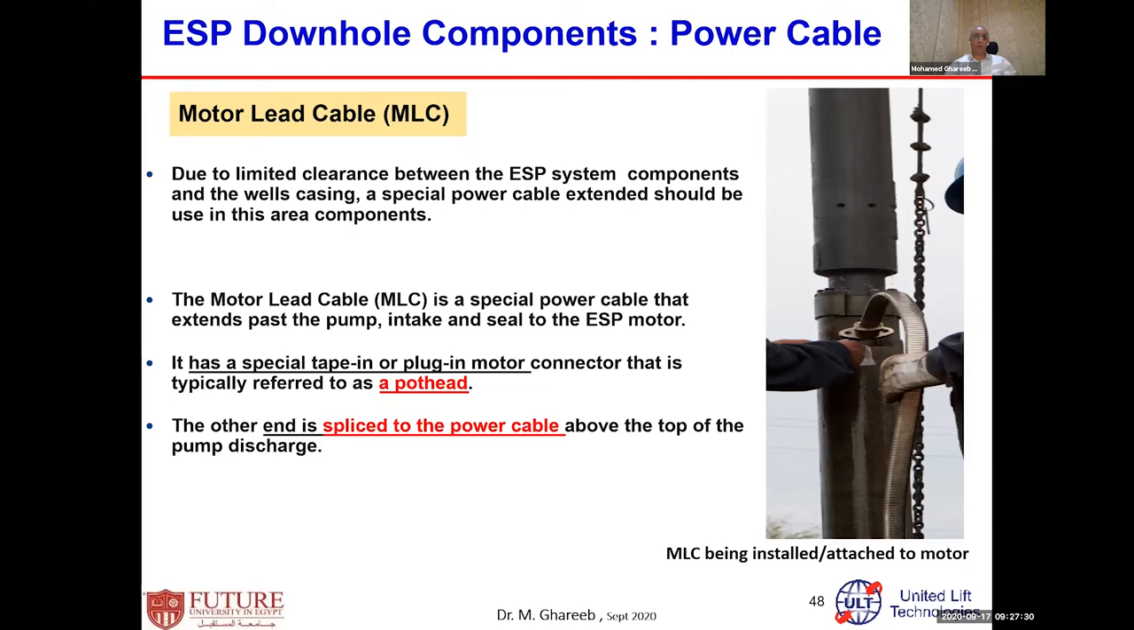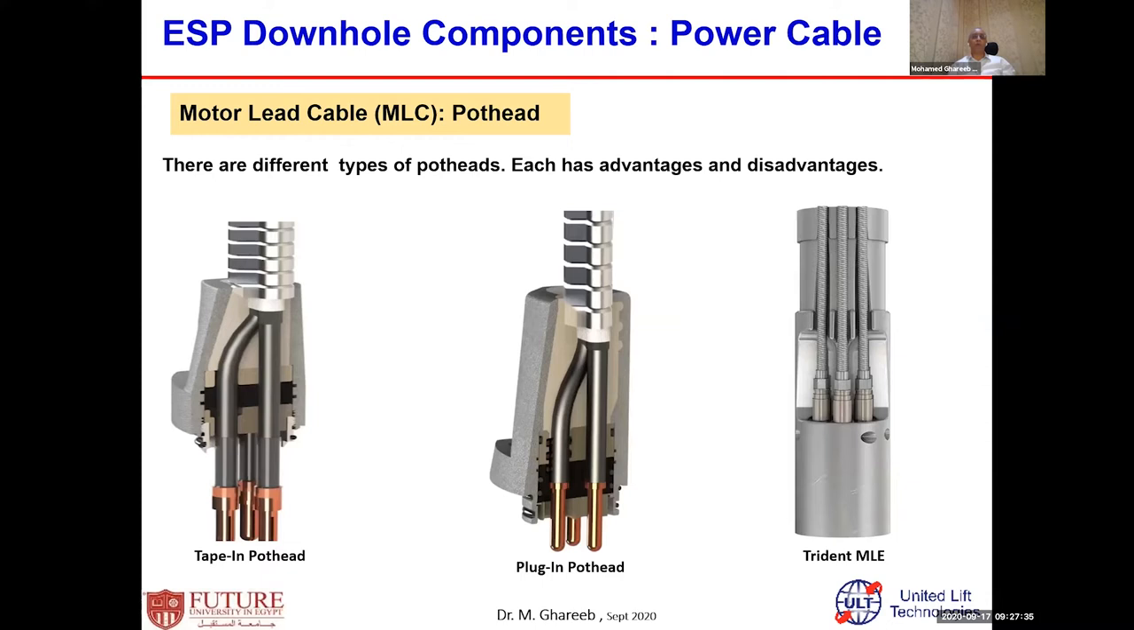And one of the very important things is that the ESP operator, while running in hole, pays too much attention to that. Each company has a special way and special components to connect these two together. Connecting the motor lead cables to the motors is done with what we call a pothead. Potheads are available in the market, according to the manufacturer, in different configurations. Each has advantages and disadvantages.